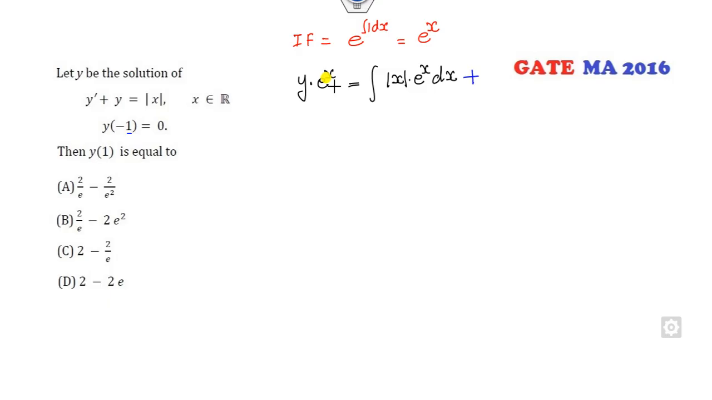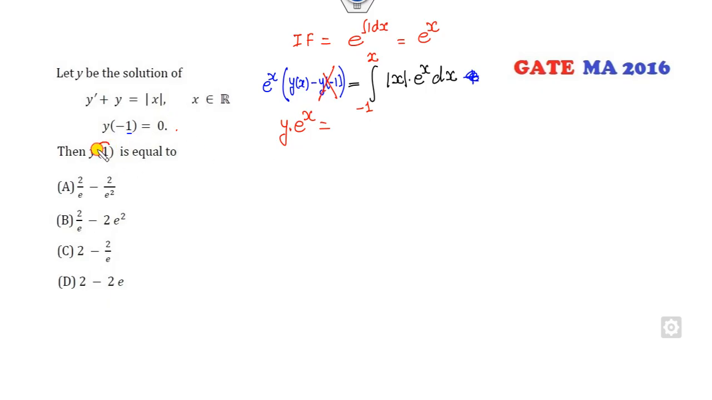That c I can find from the initial condition at minus 1. So I can simply write it as an initial value problem. Or you can say it will be e raised to the power x into y(x) minus e raised to the power minus 1 into y of minus 1. Fine. Now what is y of minus 1? It is 0. So my solution is y into e raised to the power x equals the integral from minus 1 to x.